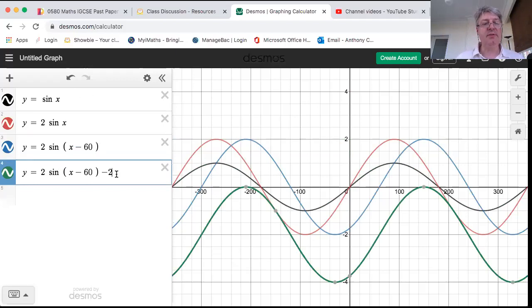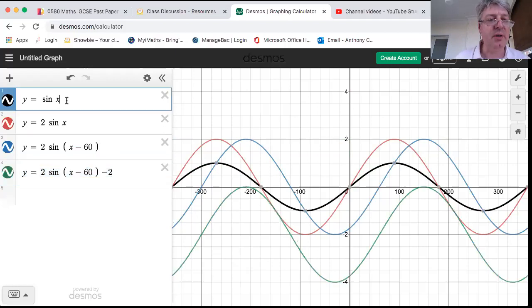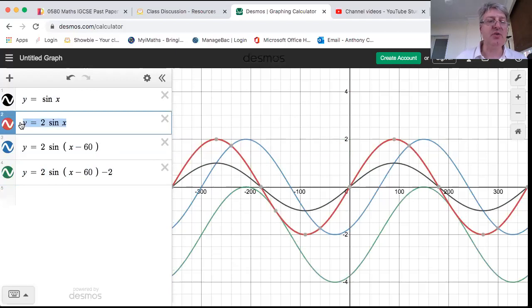So when you look at this final graph, this one here, that is when you start thinking about how to change the original curve in steps. So the first thing you do is stretch scale factor 2 parallel to the y-axis. Then you do a translation in the x-axis 60 degrees to the right, and then you do a vertical movement of -2. And the order does matter, not always, but it does.